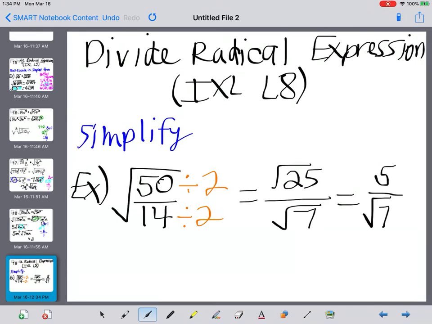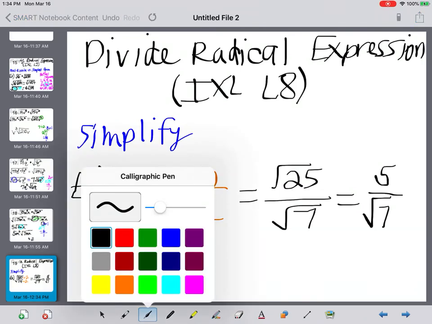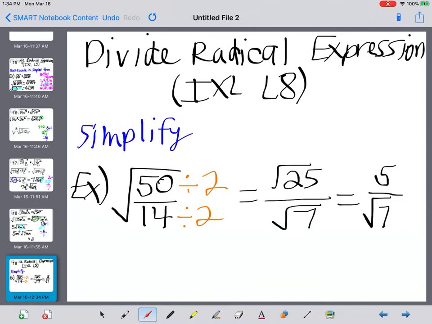Now, one of the math no-nos, like dividing by 0 and stuff like that, is that we can't have a radical in the bottom. So the way to fix that is to do what we call rationalize the denominator. To rationalize the denominator, I can multiply by the same thing on the top and bottom, and what I want to multiply by is the square root of 7 over the square root of 7.